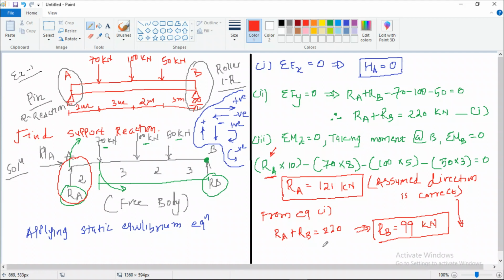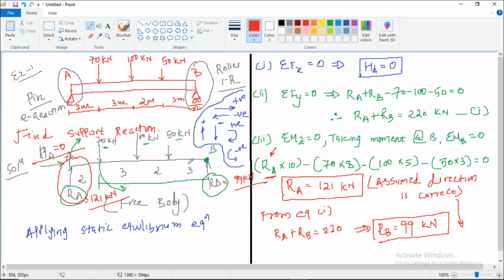So therefore we found out all the three support reactions. Our HA value is 0, Ra value we got as 121 kilonewton, and Rb value we got as 99 kilonewton. So this completes your numerical for calculating the reaction of forces in a particular beam. Moving to the next type of numerical, many times it is asked to find out the support reactions for the frames as well. So let's move to the frames now.